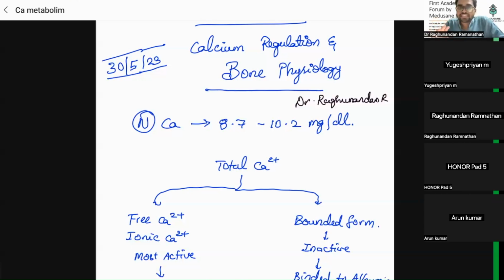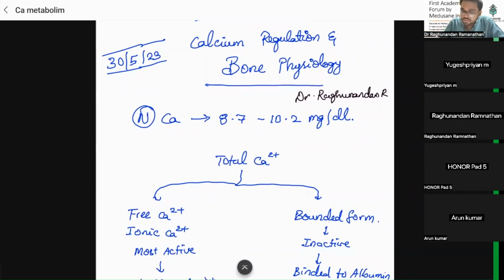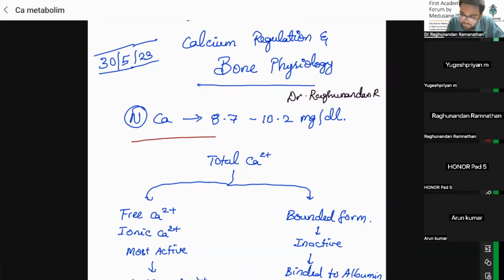When I start with calcium metabolism, the first thing I have to understand is what is the normal value of calcium in our body. The normal value of calcium is 8.7 to 10.2 mg per deciliter. There is no other way, you should mug up only. Okay, 8.7 to 10.2 mg per deciliter. You have to mug up. You don't have any choice.